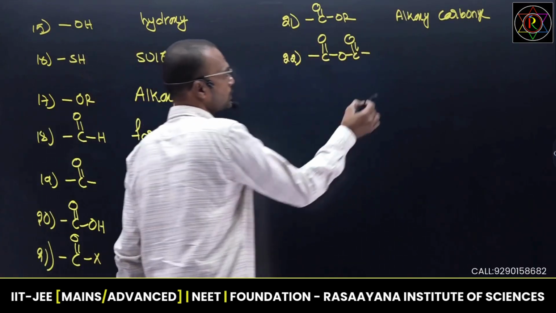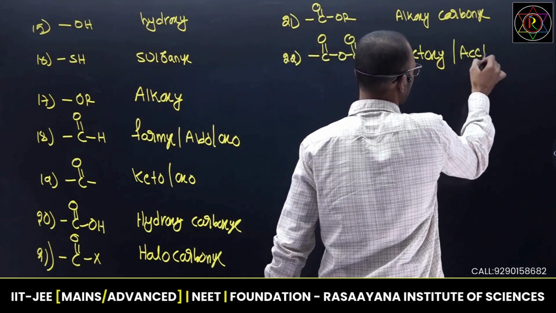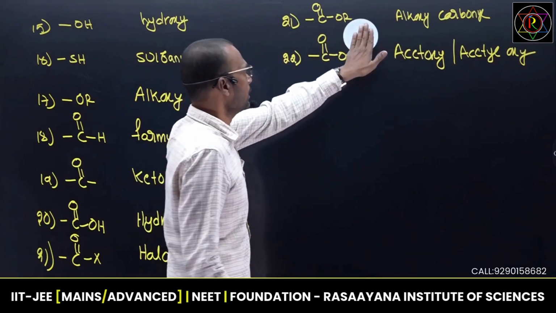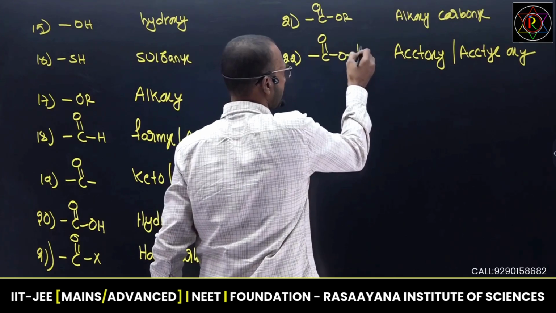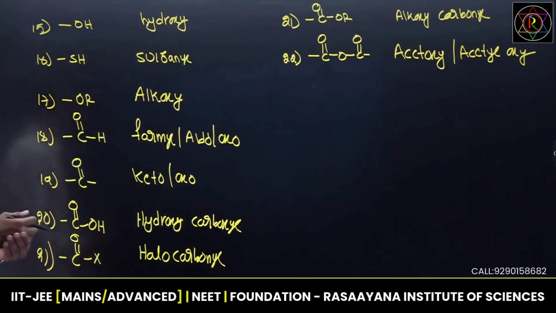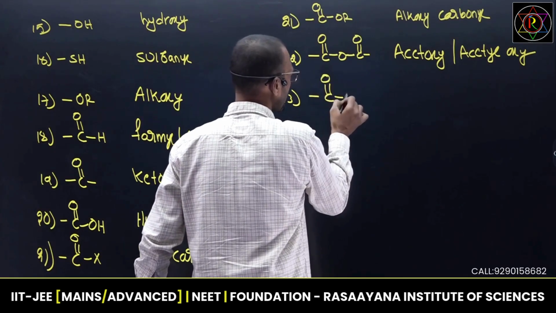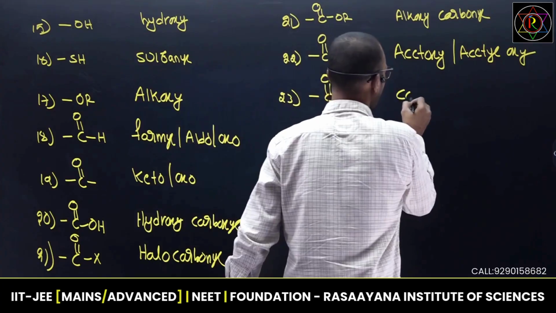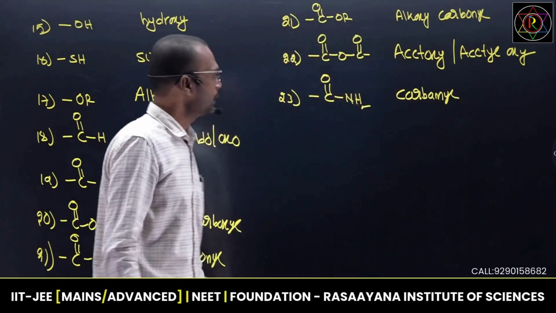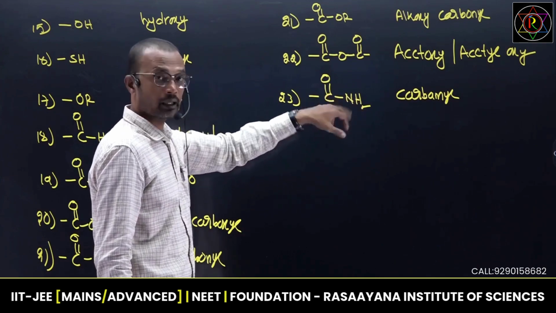This is called acetoxy, otherwise acetyl oxy. Anhydride is generally given as the name for the principal group. Now, if C double bond O NH is present, this is called carbamyl. If I write one alkyl group here, it is alkyl carbamyl; with two alkyl groups, dialkyl carbamyl.